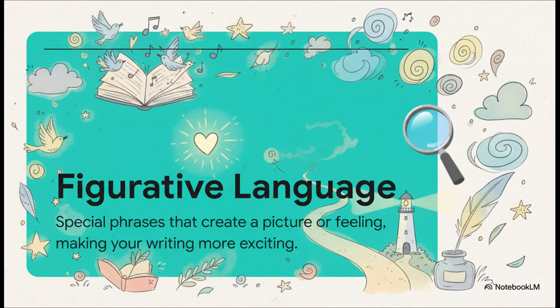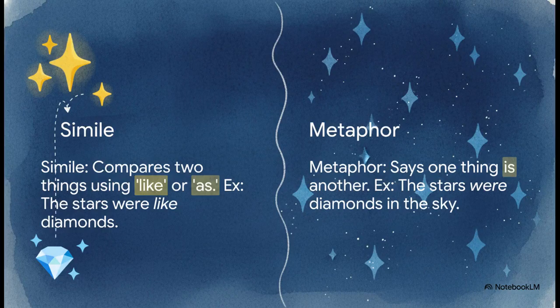Next up is figurative language. And honestly, these are the real power tools in your kit. These are those special creative phrases that make your writing just pop off the page, painting these incredible pictures and creating really strong feelings for your reader. Okay, so let's look at 2 of the most common power tools here. You've got a simile, which compares 2 things using like or as. For example, the stars were like diamonds.